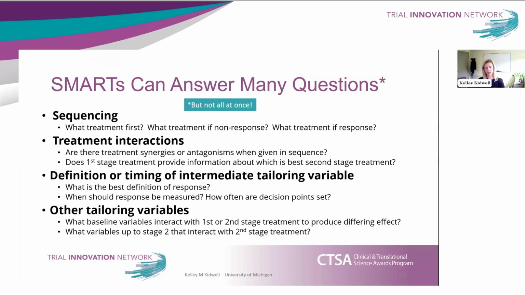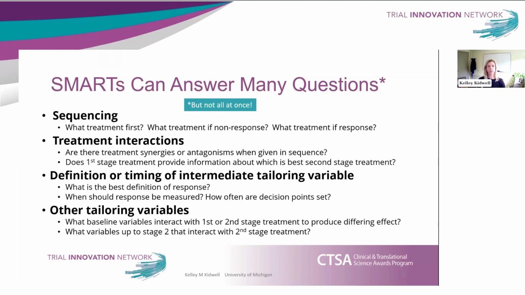But for example, a SMART can think about, well, what do you start with? Should you start with A or should you start with B? What do you have subsequently, and do those things interact? Is there something where the first treatment really sets you up for a better response on the second treatment, or the second treatment really has some positive synergy with that first treatment? Also, do you learn information from the first treatment that can better set you up for selecting the second treatment?